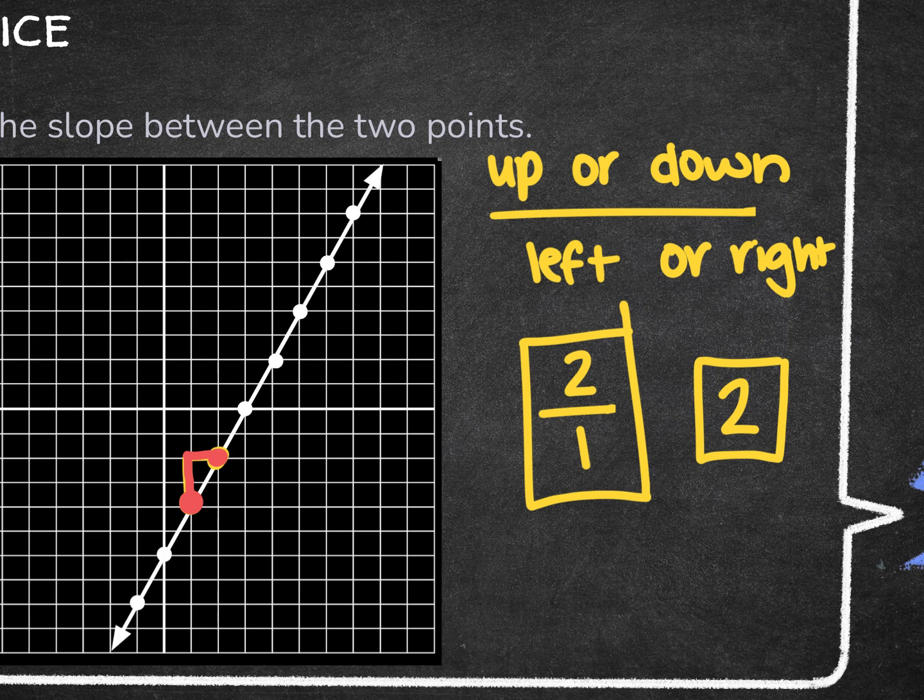My line is going up from left to right. So as I go from left to right, my line is going up. So it's going to be a positive 2. Or positive 2 over 1.